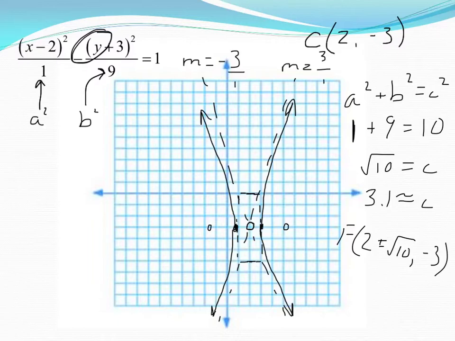If we wanted to, we could also write the equations of the asymptotes by using point-slope form. Remember, they go through the center point and have slopes of positive and negative 3. So point-slope form for the equations of the asymptotes: y plus 3 is equal to plus or minus 3 times x minus 2. Again, the 2, negative 3 is the center point, and the slopes of the two asymptotes, positive and negative 3.